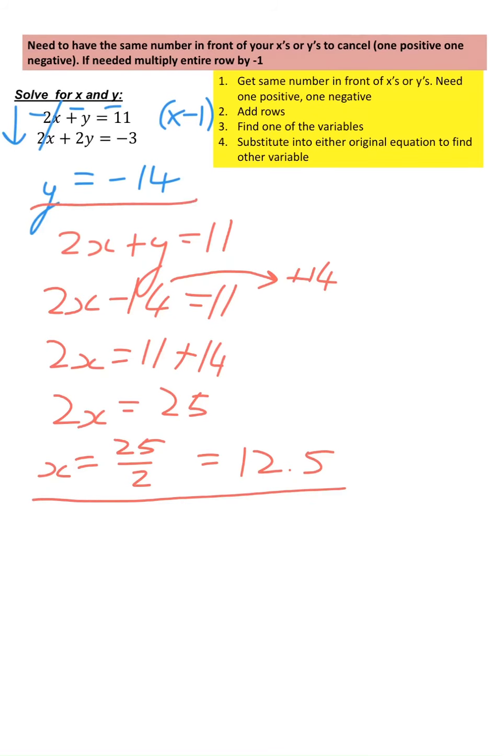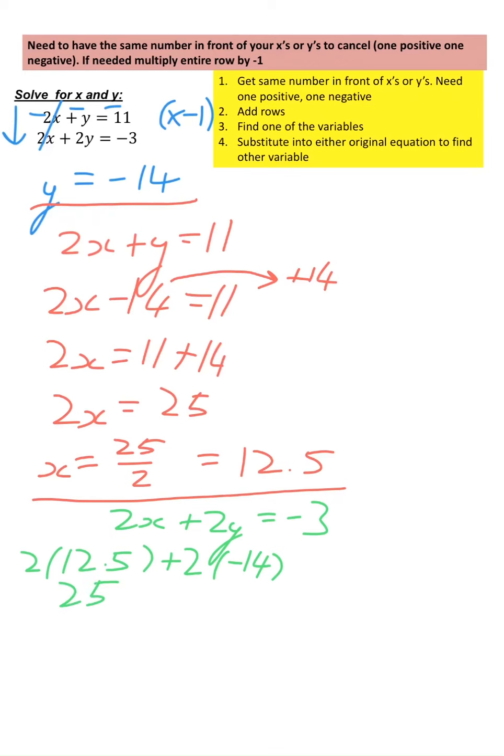If you want, you could check this by subbing both values into the second one. So if you had to verify your answer. The second equation was 2x plus 2y equals minus 3. So x now is 12.5. The y then was minus 14. So 2 times 12.5 is 25. 2 times minus 14 is minus 28. So 25 minus 28 is minus 3, which on the right hand side is also minus 3. So yes, you know you are correct.